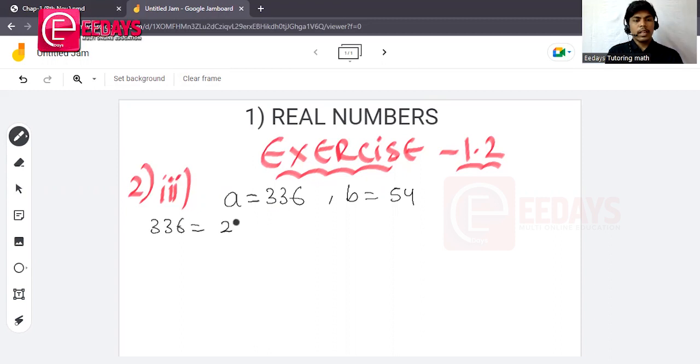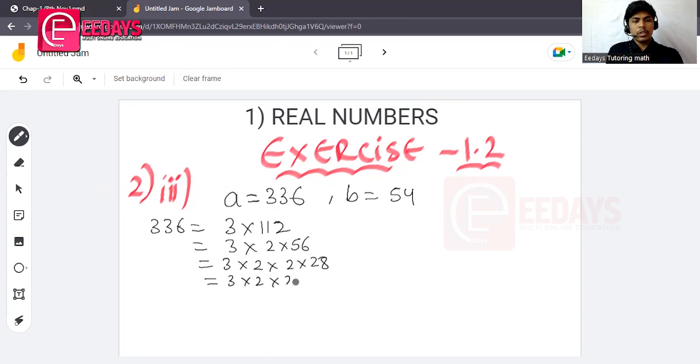So 336 is 2 into 168. Then 2 into 2 into 84, then 2 into 2 into 2 into 42, and then 2 into 2 into 2 into 2 into 21, which is 3 into 7. We just stop it here.